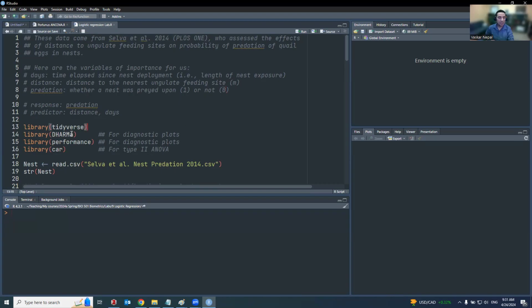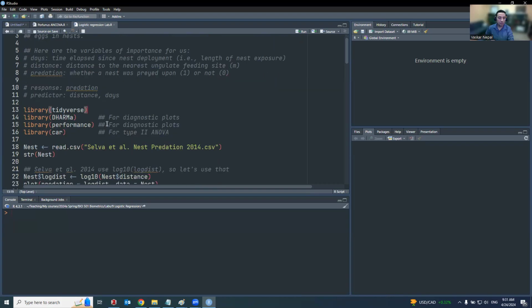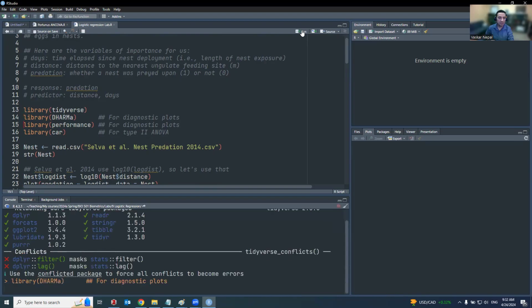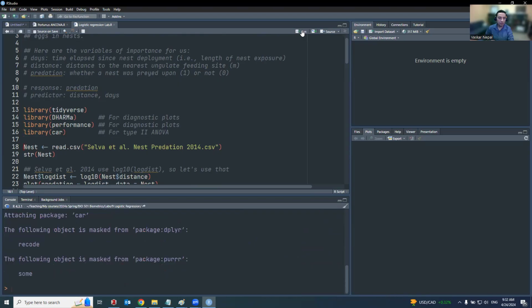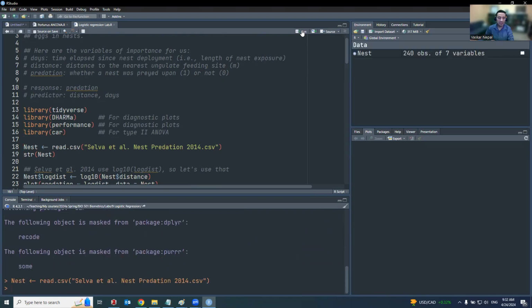All right. So let's read in the data. First, we will load up the packages that we are going to use. You have seen all these packages before, so we'll start by loading tidyverse, DHARMa, performance, and car. And finally, we will load in the data. The data, I will call it nest. That's the name of the data. You can call it whatever you want, but something reasonable.